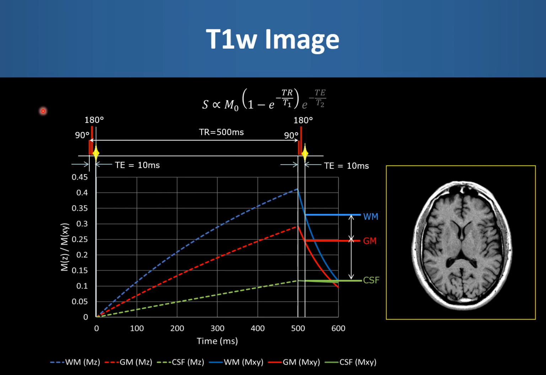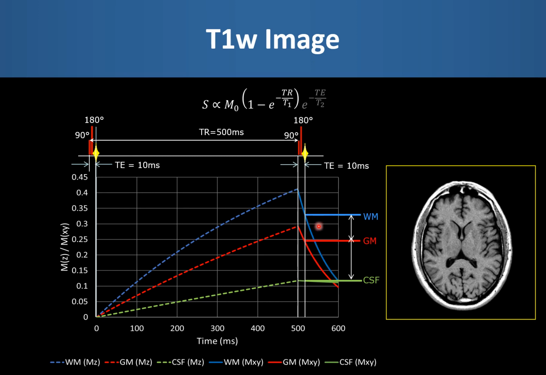So if we just look in more detail at a T1 weighted image, we've just reduced the time scale here. You can see here the T1 relaxation curves for white matter, grey matter and CSF. Of course, we can only detect the magnetization in the transverse plane. So although this is recovery in the Z direction, we then need to perform our spin echo experiment to tip the magnetization into the transverse plane, and then we will start to see T2 decay as well.